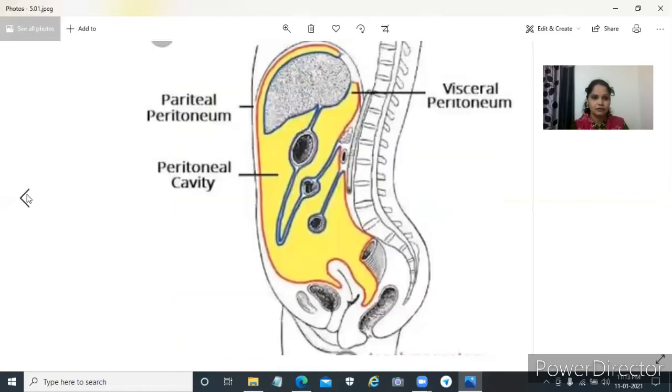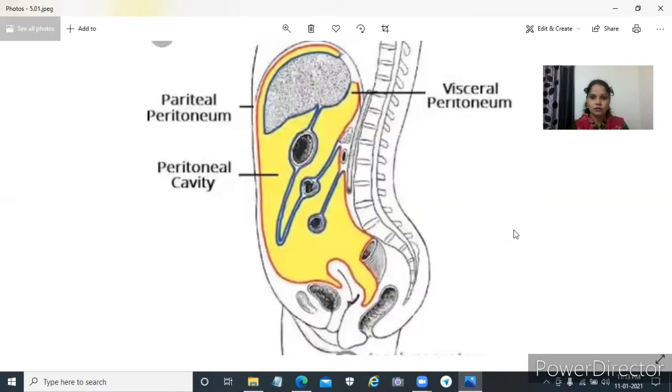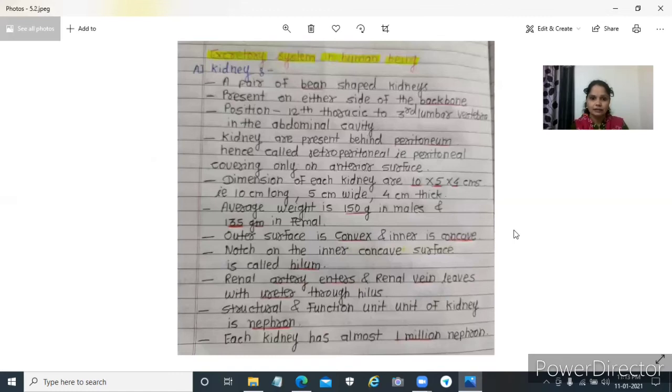Look at this region. This is the hilus region. It's the innermost concave or notch-like part, and this hilus region is where the artery enters, the vein leaves, and the ureter also leaves the kidney. So this is about the kidney.